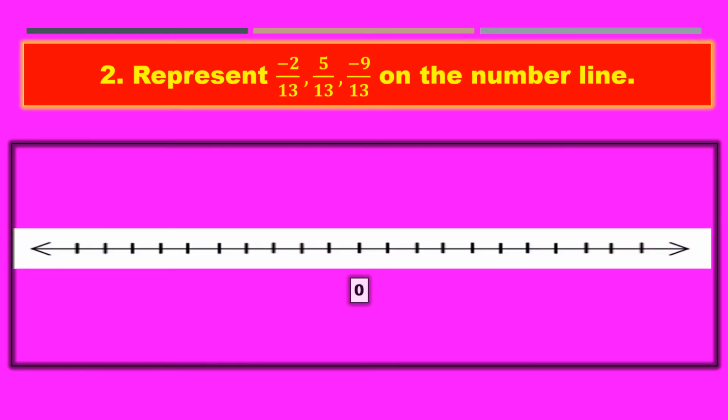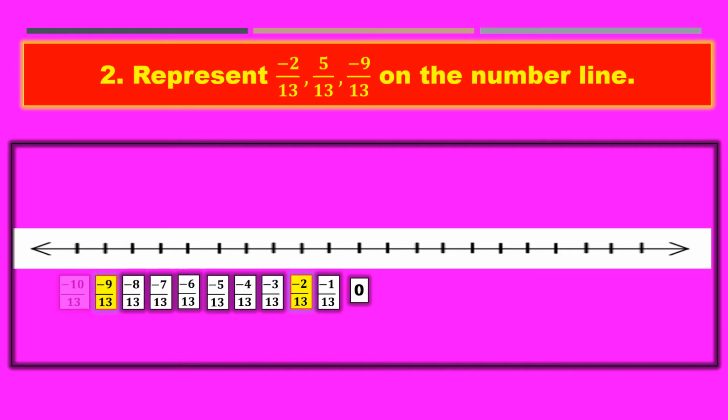So 0, minus 1 by 13, because the denominator is 13. So I'll start from minus 1 by 13. Okay, because 2, 9, they are small numbers only, no? So I can take from 1. Minus 2 by 13, 3, 4, 5, 6, 7, 8, 9, 10. Here he asked minus 9 by 13. So it is enough if I take till 10 by 13. Okay, so indicated on the left side, minus 2 by 13. This is represented and minus 9 by 13 is represented here.